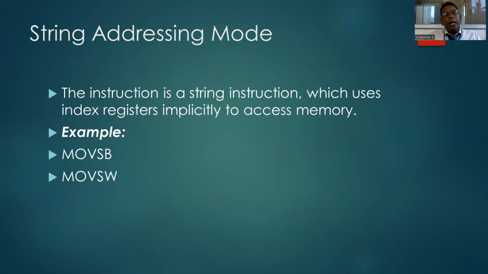Some other addressing modes are also there. That is string addressing mode. A string instruction uses the index register implicitly to access the memory. That is called string addressing mode. Example instructions are MOVSB and MOVSW, move string byte and move string word.